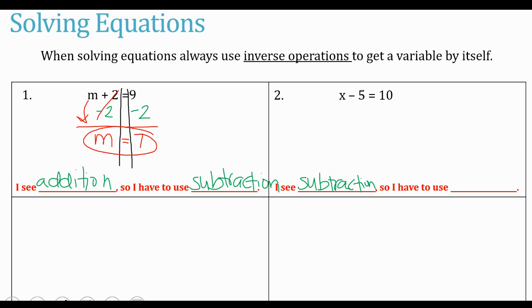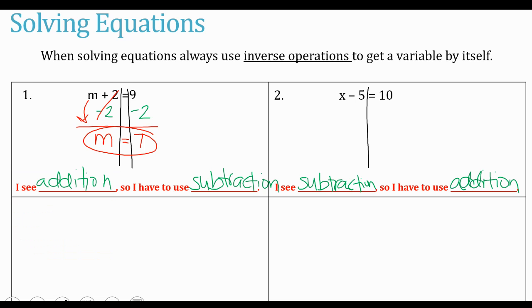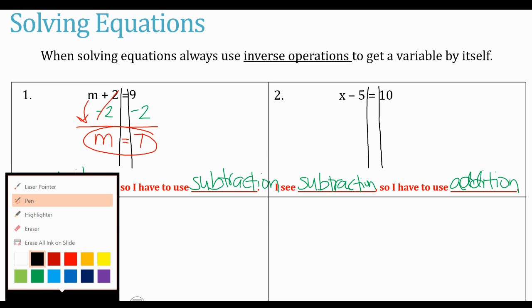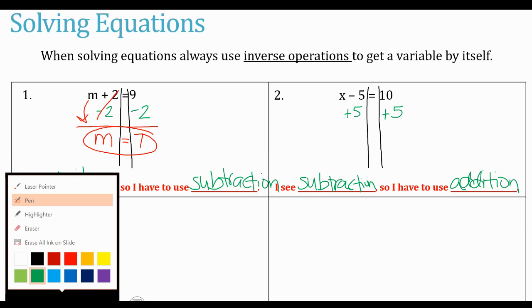So I have to use addition, the inverse of subtraction. So I'm going to do the same thing. I always start with my train tracks. These are helpful, especially when we have bigger equations that are more complicated to solve. Okay, so the opposite of subtracting 5 would be to add 5. What we do to one side of the equal sign, we have to do to the other to balance these.